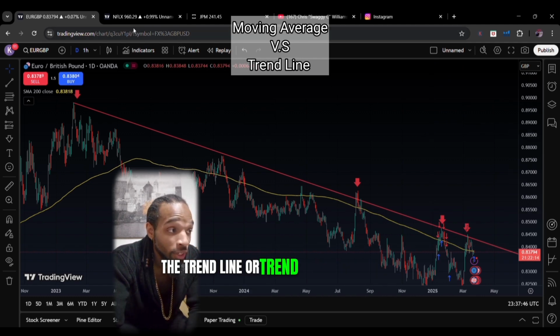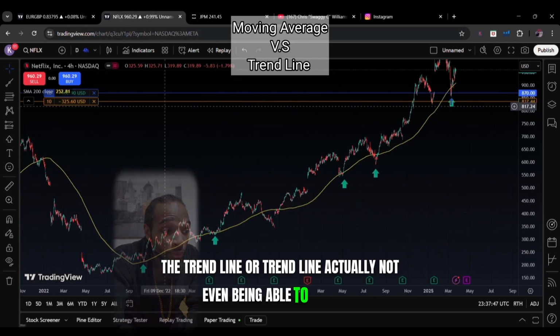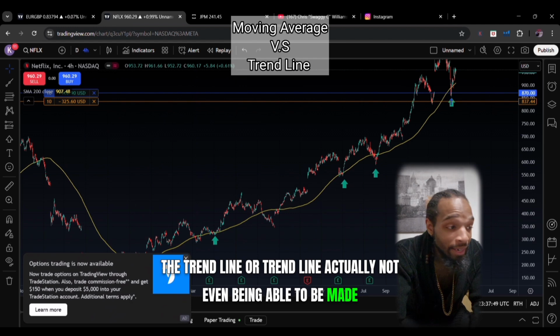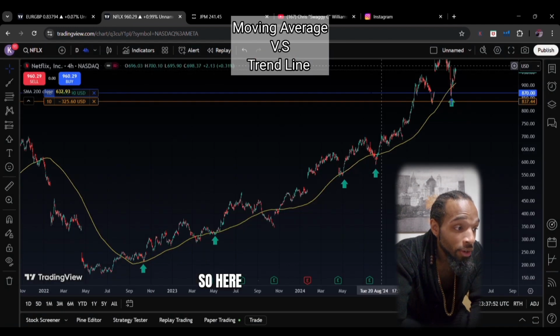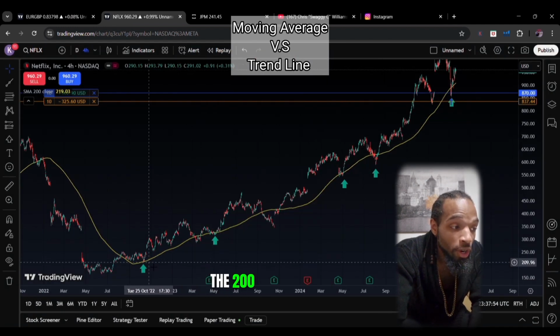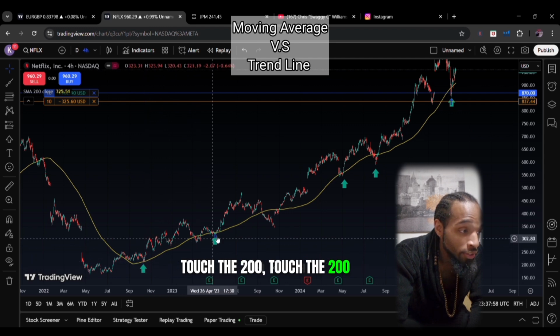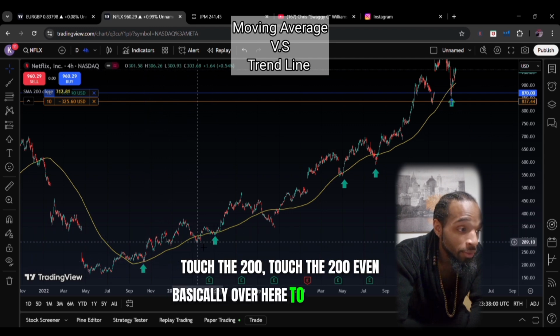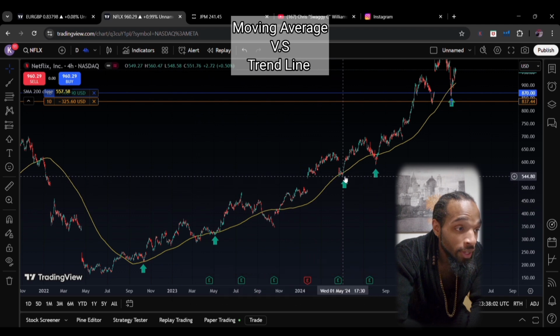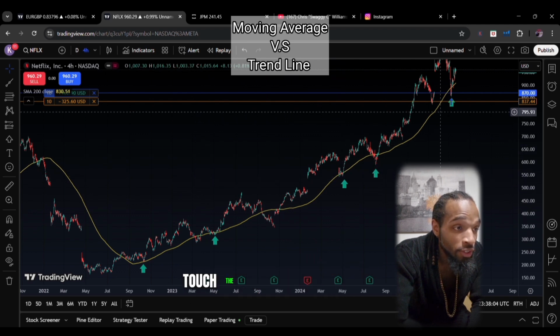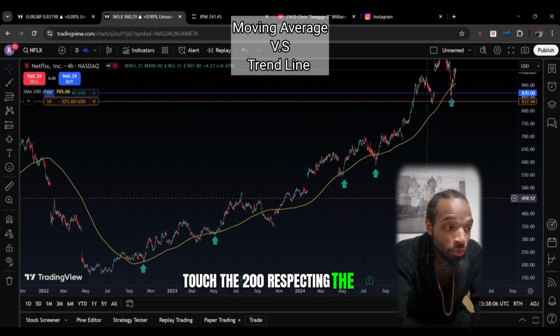And now let's give an example of the moving average being respected, but not the trend line. Or a trend line actually not even being able to be made. So here goes the same thing. The 200 moving average. Touch the 200. Touch the 200. Even basically over here too. Touch the 200. Touch the 200. Touch the 200. Respecting the 200.